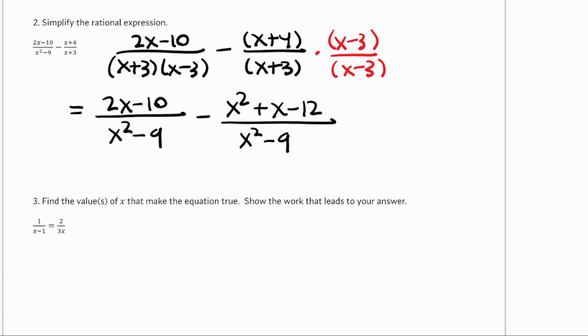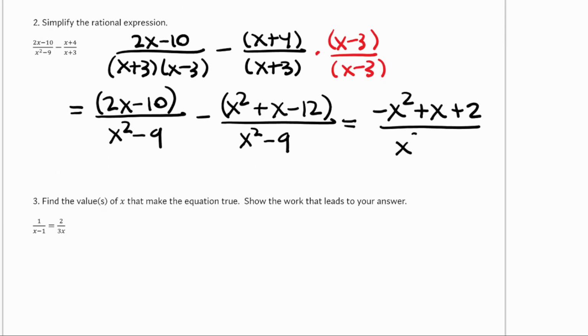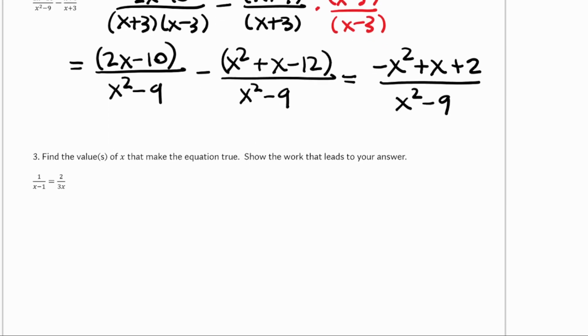Okay, and if I subtract all of this, taking 2x minus 10 and subtracting an x squared, an x, and a negative 12, I'll have a negative x squared. I'll have 2x minus 1x, and negative 10 minus negative 12, that's positive 2. Now this numerator can be factored, I remember from the other time I worked this, but although it can be factored, there's not any common factors with the denominator, so there's no benefit to factoring it, so I'm just going to leave it there. Be happy.